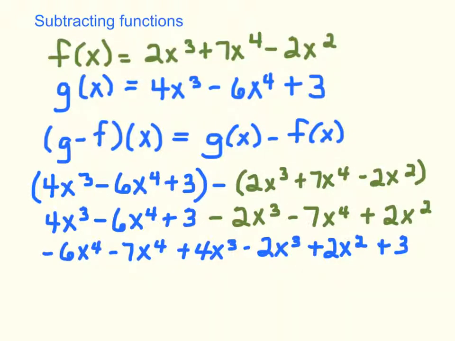Now let's write the final answer by combining all terms that have the same exponent. Negative 6x to the fourth minus 7x to the fourth is negative 13x to the fourth. Plus 4x cubed minus 2x cubed would be plus 2x cubed. Plus 2x squared plus 3.